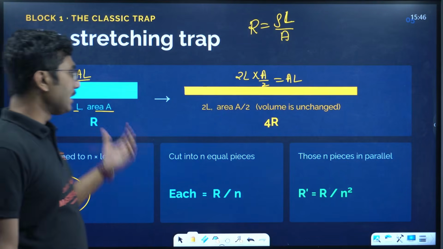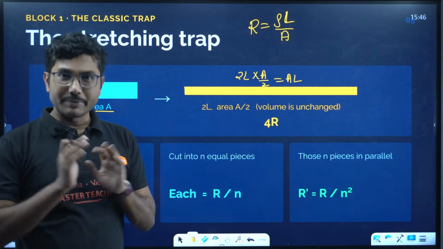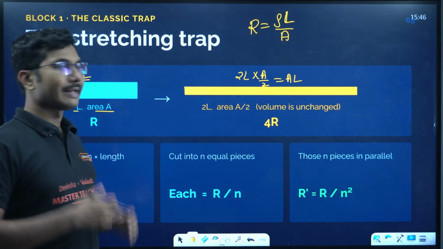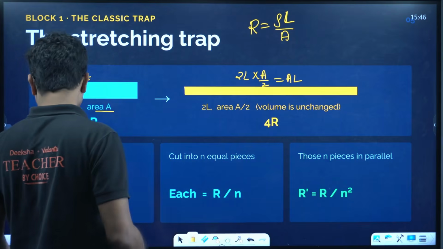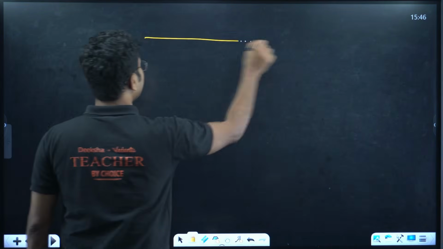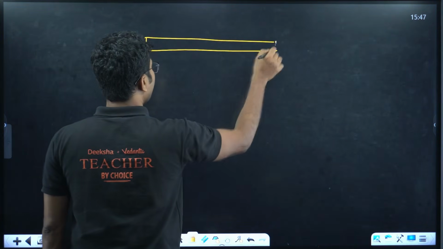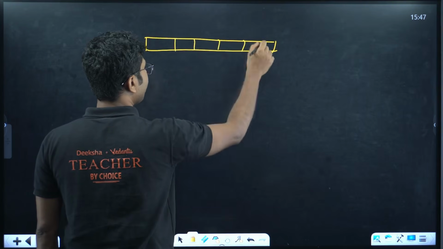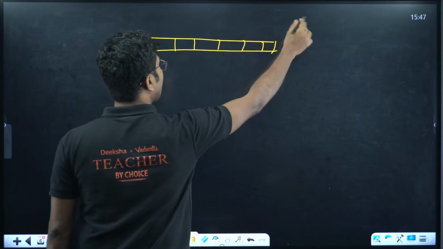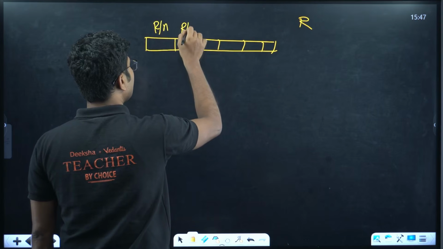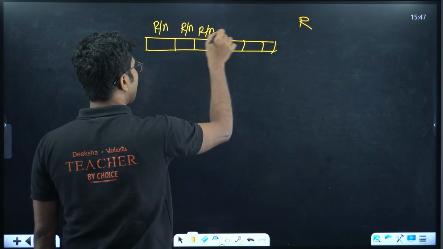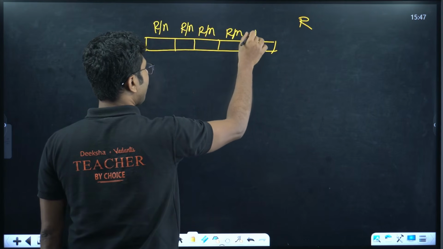If you are cutting, say, a length into equal pieces, you have a length which is cut into n number of equal pieces. So the total resistance was R. Each of the pieces will have resistance R by n.